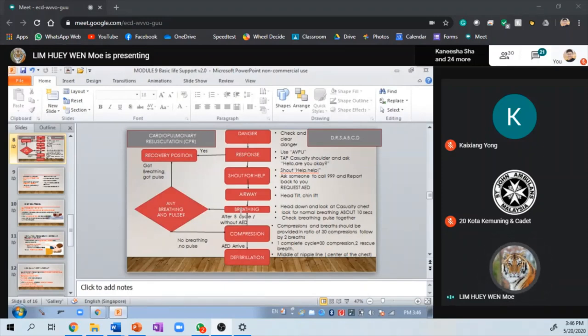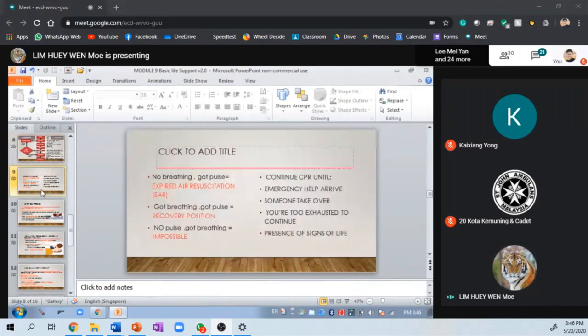So when do you stop performing CPR? You continue CPR until the emergency help arrives, or someone takes over, or you are too exhausted to continue, because CPR is very exhausting. When you're doing CPR, you must do the chest compression 30 times, and then you must immediately proceed to ventilation. You cannot stop when you are doing CPR. And then the last one is the presence of signs of life.